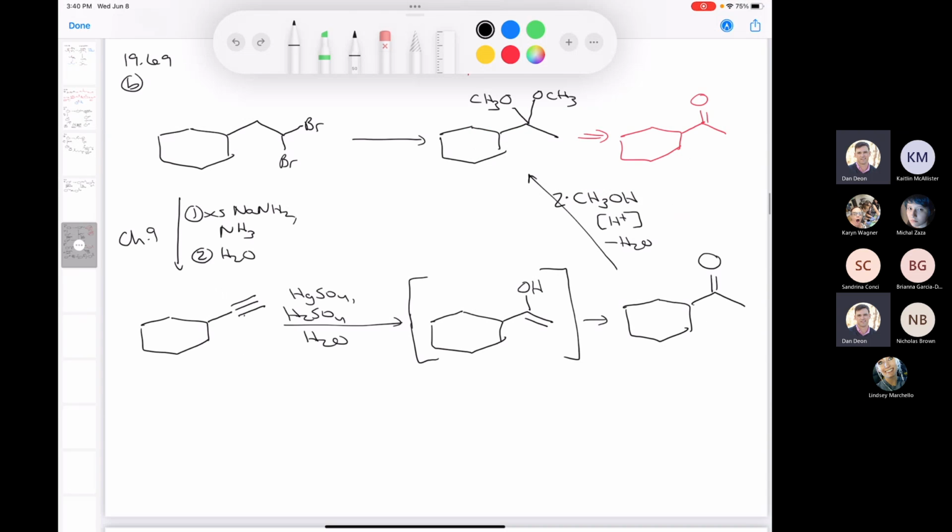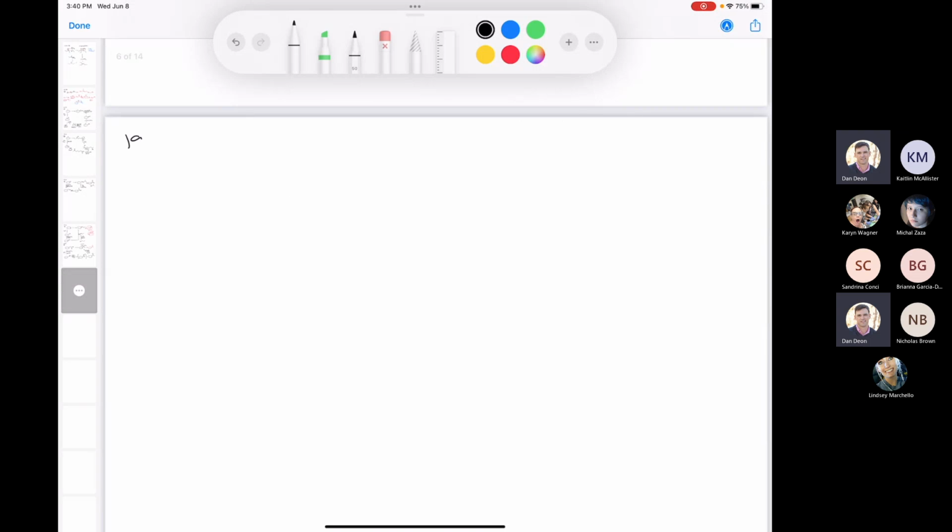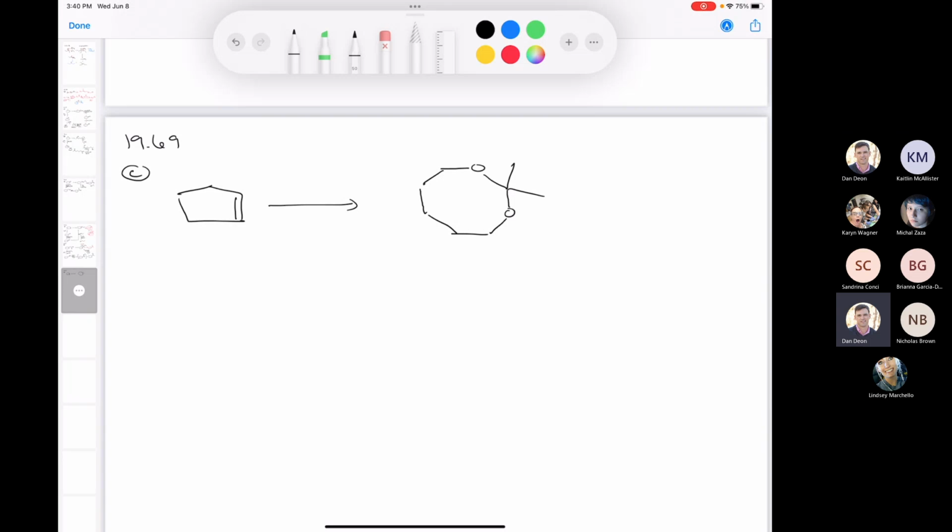Okay, let's move on to C. 19.69C. This is a cool one. We're starting out with cyclohexene, and we want to make this giant ring. So this 8-membered ring that's got 2 oxygens in the ring. So we've got one here and there, and like this, and then you've got a geminal dimethyl. Whoa. Anybody have any ideas about this one? Like, what functional group do you see in the product that you could do a retrosynthesis with?